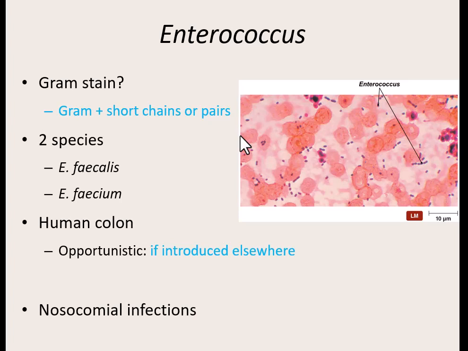Although there are lots of species of Enterococcus, there are only two that cause human disease, so they're the only two that we care about. It's Enterococcus faecalis and Enterococcus faecium. They are both normally found in the human colon. Again, they're Enterococcus. They're supposed to be found there, and they're part of the normal flora. If they get somewhere else outside of that intestinal tract is when they can cause infections.